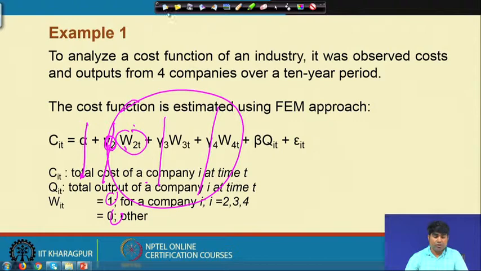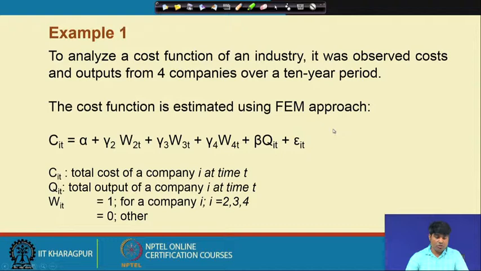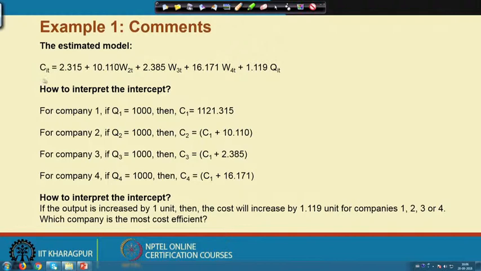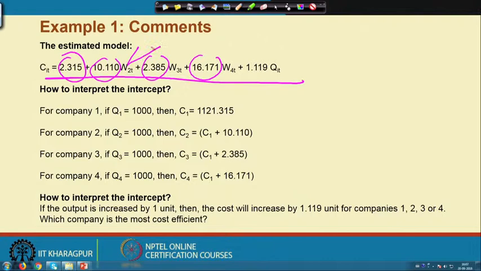So now what will we do here? We will check the outcome. This is the estimated outcome, and in these estimated outcomes we have the alpha coefficient, then the first dummy coefficient, second dummy coefficient, third dummy coefficient. By default, W2 will move with 1 or 0, then this will move with 1 or 0, and this will also move with 1 or 0.